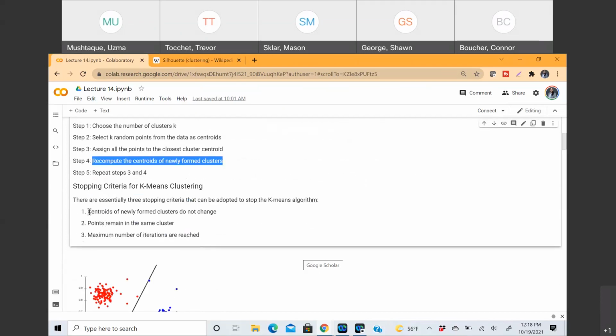As I said, if the centroids of the newly formed clusters do not change, then you stop, right? Or if you don't see a lot of reallocation of points, then you stop. Or if you have a predefined maximum number of iterations and it is reached, because you know that in this problem there won't be much value added to my clusters if I just run it for, let's say, 100 iterations or 50 iterations, you just stop. So those are three ways in which you can run this algorithm.